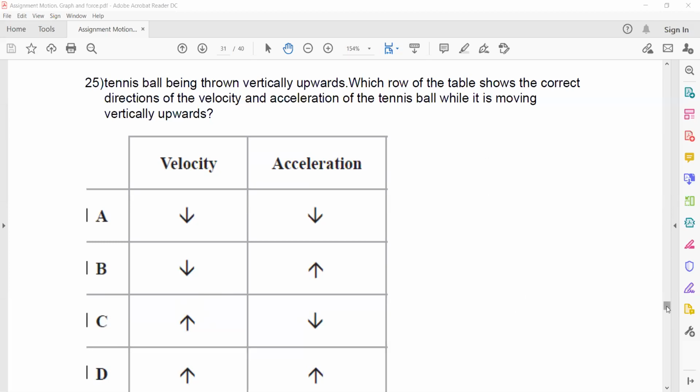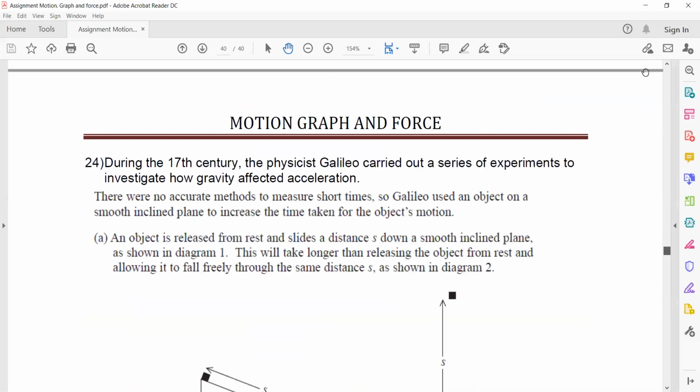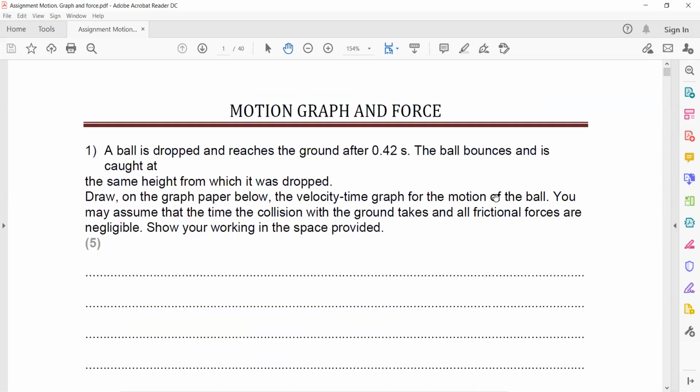Is it clear? This was an exercise related to motion, graph, and force. Any other question? If I missed any of them, you can just point it out. Otherwise, I will start the explanation of the new topic. Is it clear, or do you have any other question or doubt?